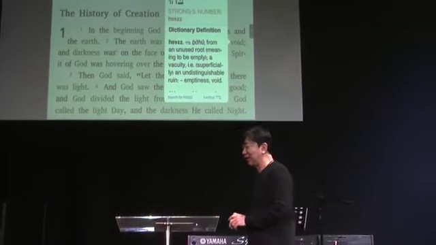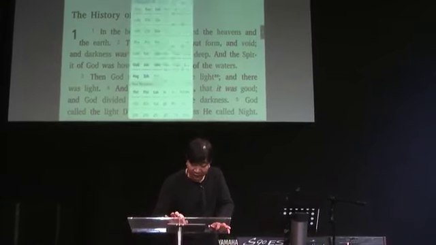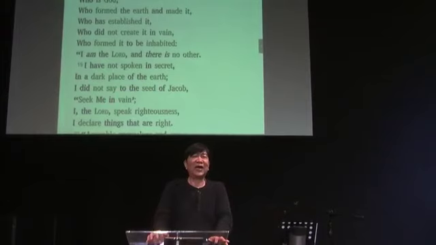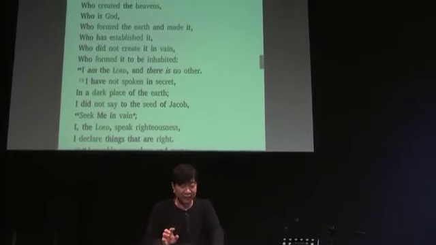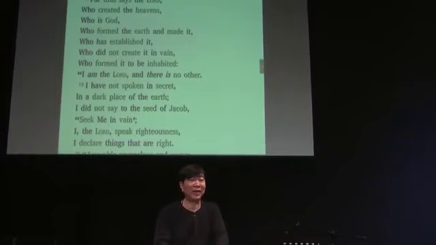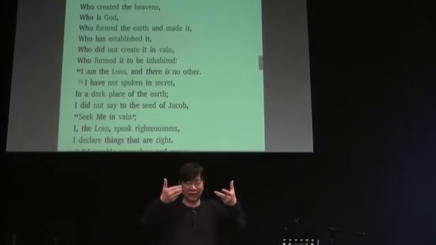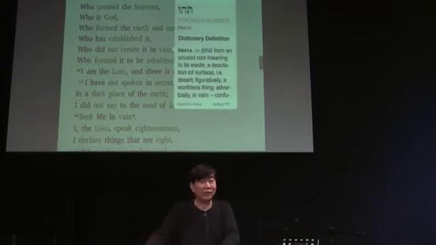When you compare that to Isaiah chapter 45 verse 18. Look at Isaiah chapter 45 verse 18. It says, "For thus says the Lord, who created the heavens, who is God, who formed the earth." The word "form," by the way, is a word that we have learned. It's the word "yetzer." So God formed through his mind and through his energy, through his visualization, who formed the earth and made it, who has established it, and here's the verse, who did not create it in vain. Who did not create it tohu.